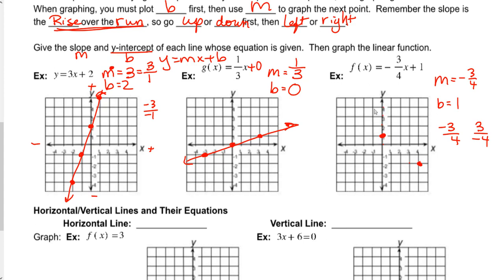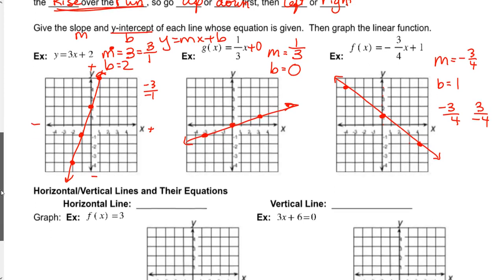So 1, 2, 3, 1, 2, 3, 4 gives me this point right here. It does line up with the other two. That's good. I can draw that line. And realize if my slope is negative, it should be falling left to right. So I did get the right direction. Okay. All right.